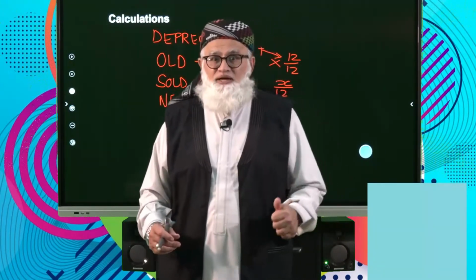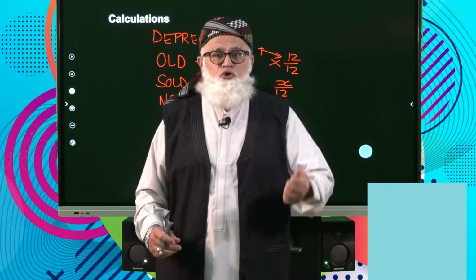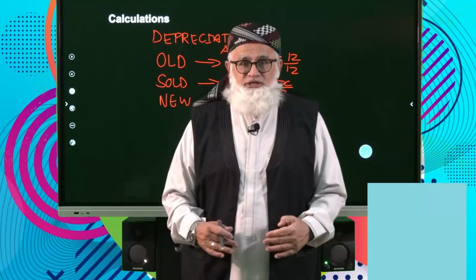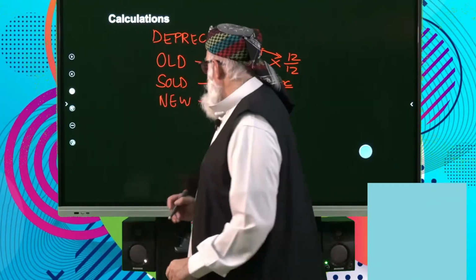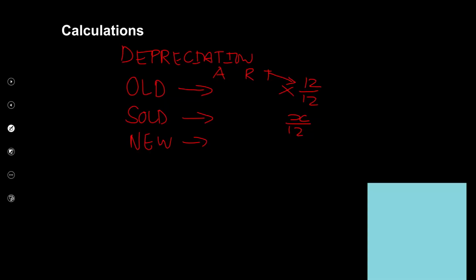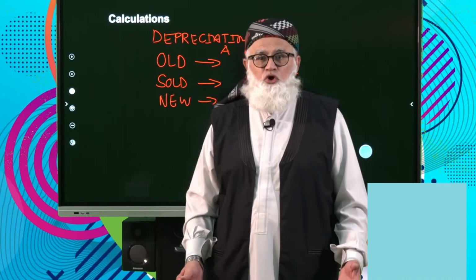And then the third one is your new. Obviously, the new is bought in this financial year, and this one will also have the component as X over 12. So that is your new. Again, depending on when you purchased the equipment, it will indicate to you how many months you've used that equipment for, and that will give you your calculation.